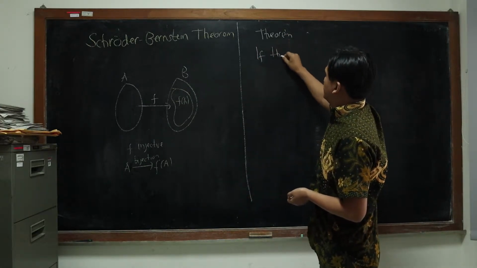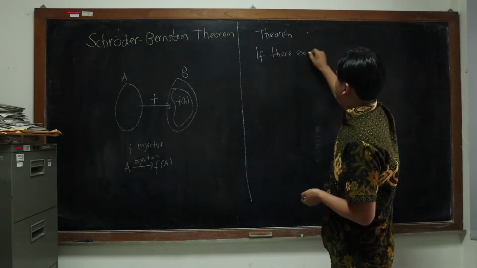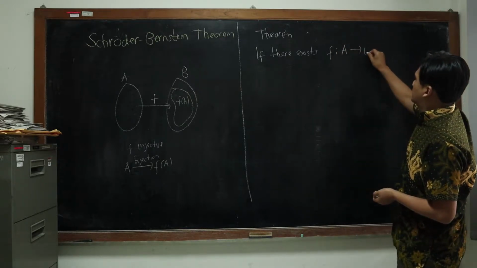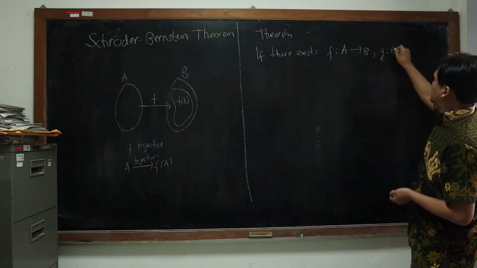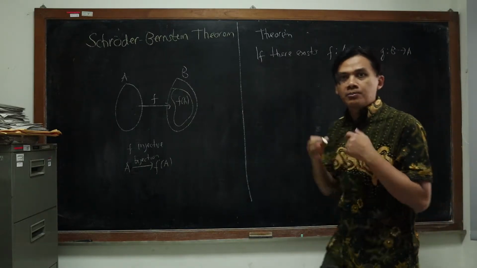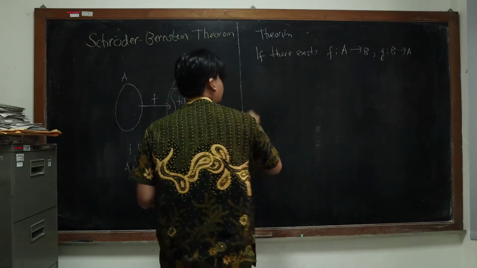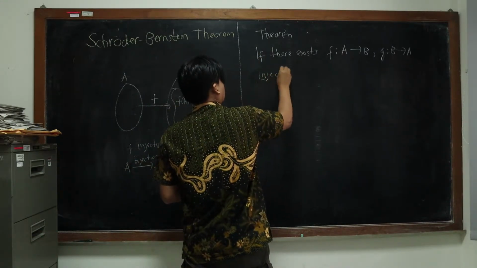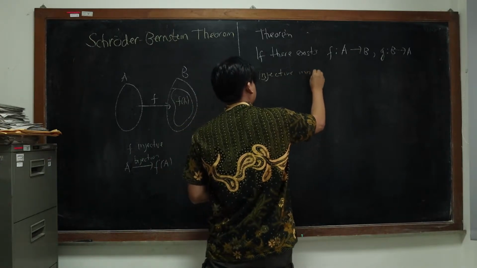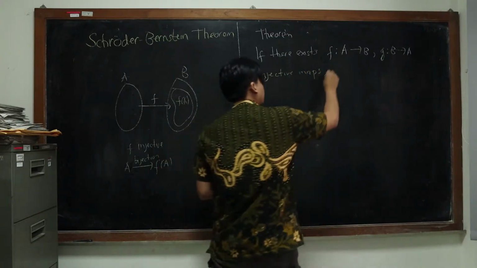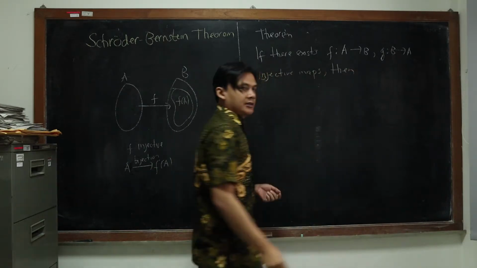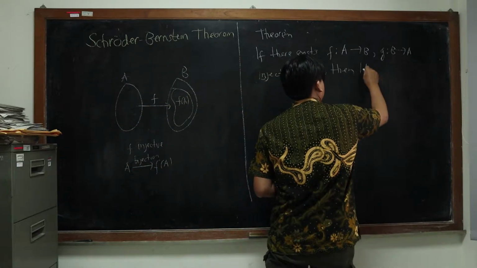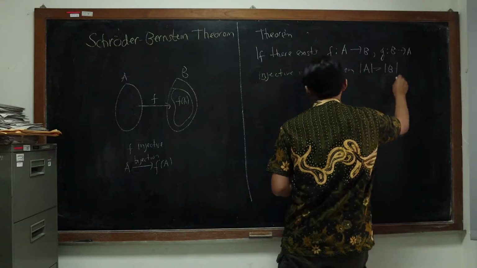If there exists F from A to B and G from B to A, where both of them are injective maps, then the cardinality of A is the same as the cardinality of B.